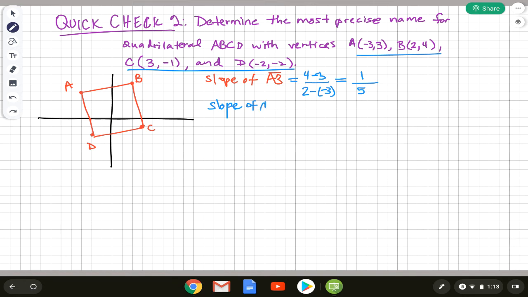All right, I'm going to check CD next because that's the one opposite AB. So that would be negative 2 minus a negative 1 over negative 2 minus 3. So it becomes plus, I'm going to get negative 1 on top over negative 5, which is positive 1/5. Okay, so because these slopes are equal, I know that line AB is parallel to the line CD.